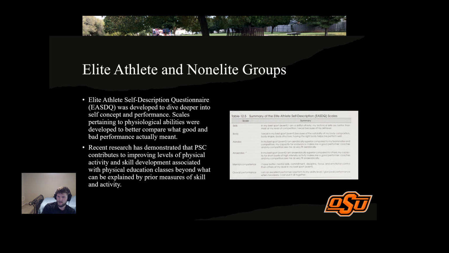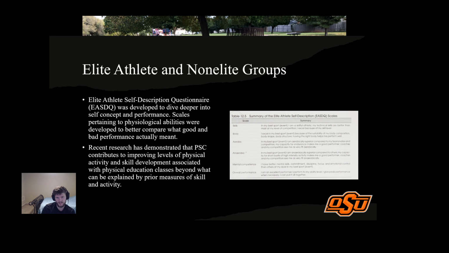We have mental competence, right? So I have better mental skills, commitment, discipline. Do I feel like I have better emotional control? Highly likely, highly unlikely. And then performance. Do I believe I'm an excellent performer based on all these? Do I actually feel like I can put it all together?